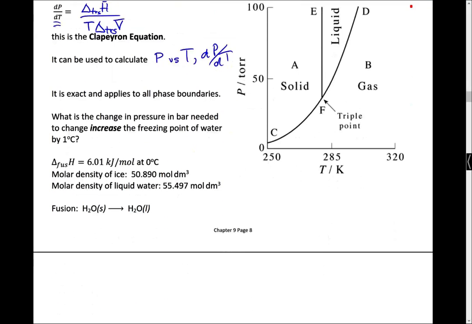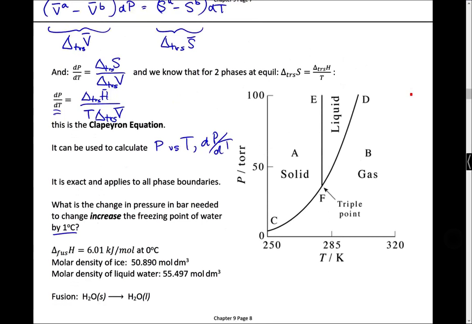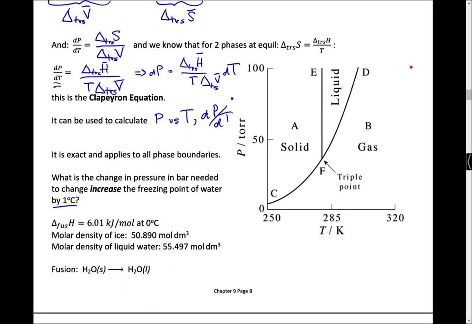All right, well, let's do a little bit of an example of this. What's the change in pressure needed to increase the freezing point of water by 1 degree Celsius? Basically, we're just going to plug into that equation. But before we do that, we're looking for the change in the pressure. So I need to rearrange this and say dP is equal to ΔH of the phase transition over T of the phase transition, and then ΔV of the phase transition, times dT. Okay?